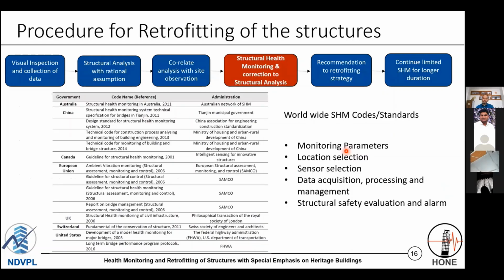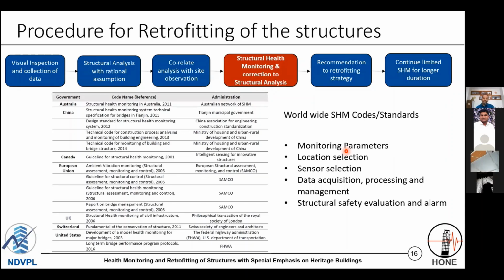There are different codes available for structural health monitoring. Till now, there is no code available in India. No IS code is available for structural health monitoring. But now Make in India and many such drives are being pushed, so I hope we will develop our own code very soon.